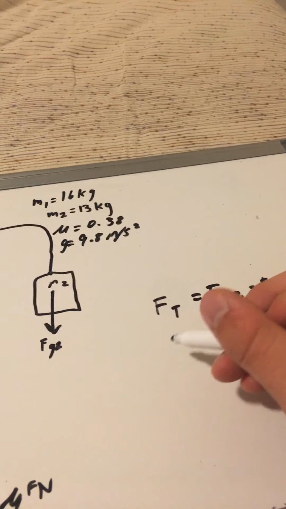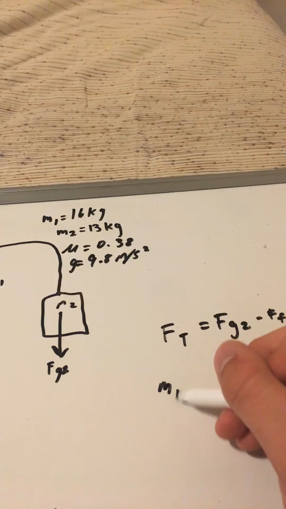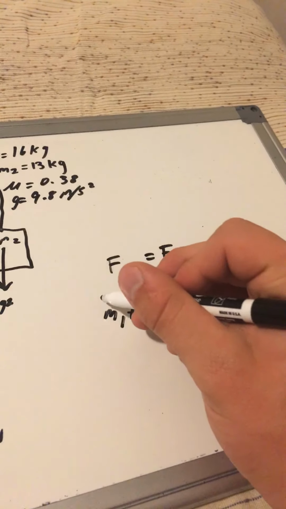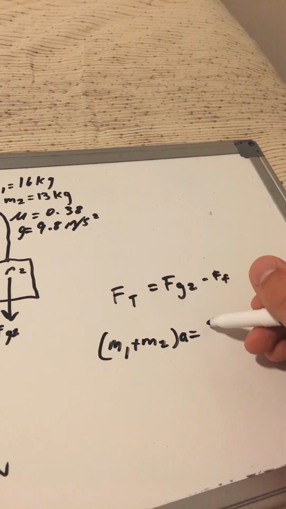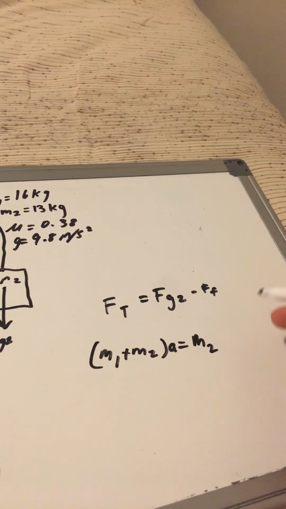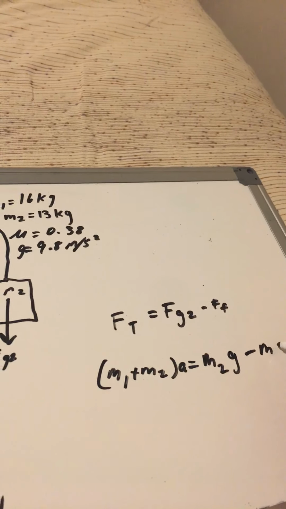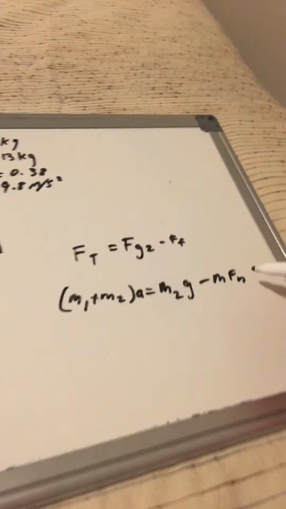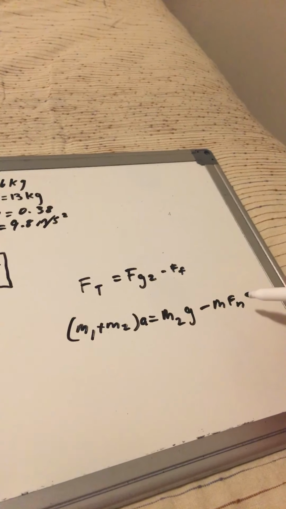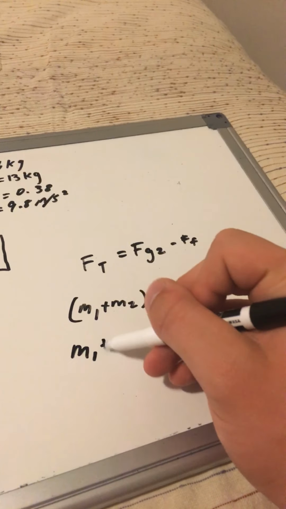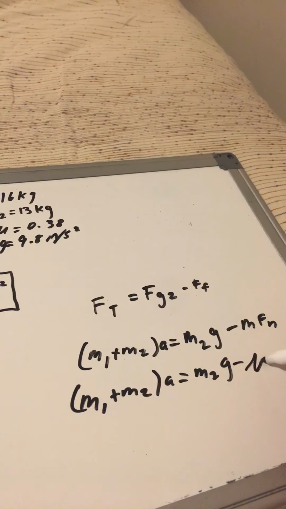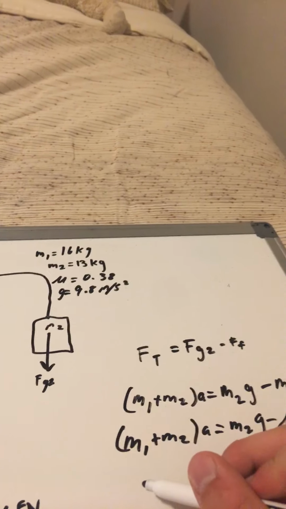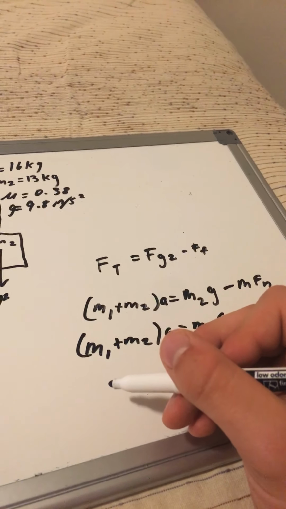So F total is, you can do mass, which is the total of the two masses, times the acceleration, and then substitute for Fg, which is second mass, so you can do m2 times g, and then minus mu F of N. And so then from here you can substitute some more, so you can go m1 plus m2 times a equals m2g, and then you can substitute and go minus mu m1 g, and then from here it's just plugging and chugging numbers until you find what you need.